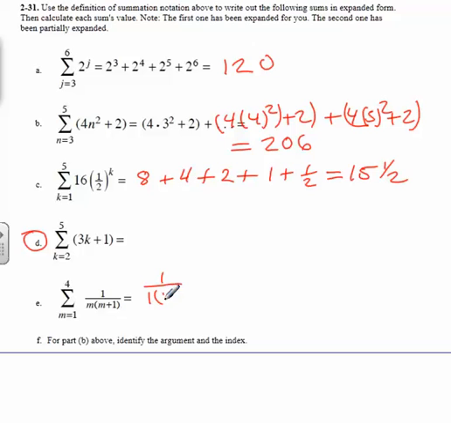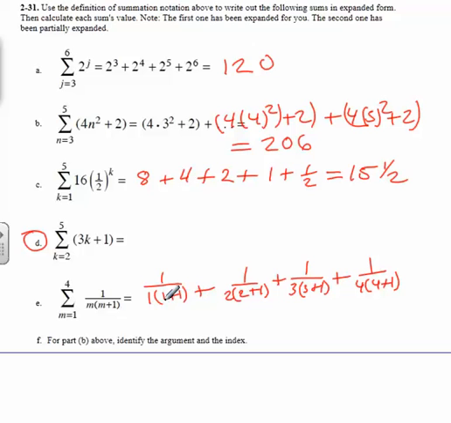Okay, so the first one, 1/1 times 1 plus 1. I'm plugging the 1 in everywhere there's an m. That's the first term. The second one is going to be 1/2 times 2 plus 1. The third one is 1/3 times 3 plus 1. And the last one is 1/4 times 4 plus 1. So we simplify all of that and then add it together.